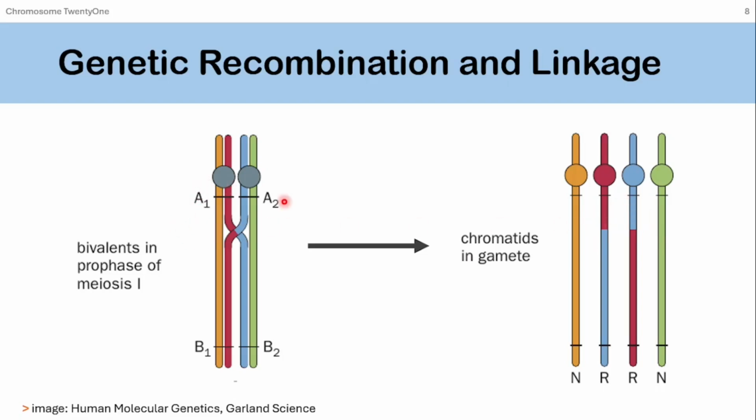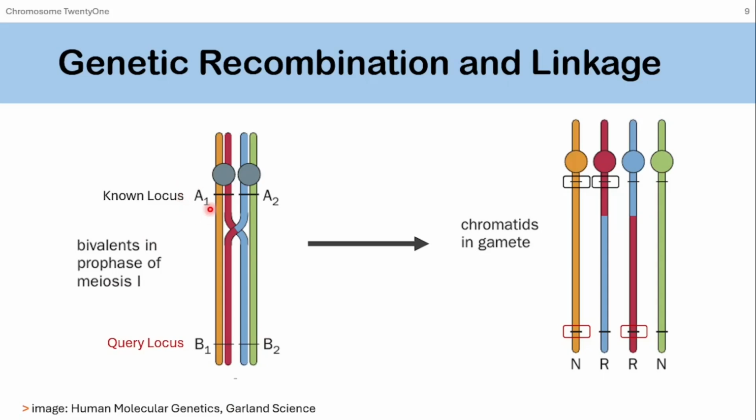So these two loci are crucial for our study, and there is a specific name given to each of them. This is a known locus, where we know that this locus is present at this exact point of the chromosome. So we know the coordinates, while this query locus is something that we don't know of. So we will be mapping this locus relative to our known locus.